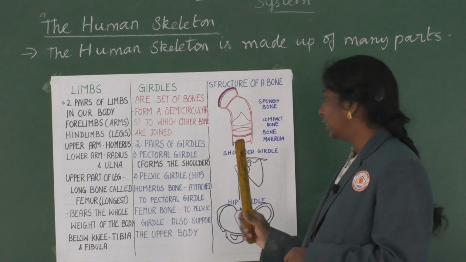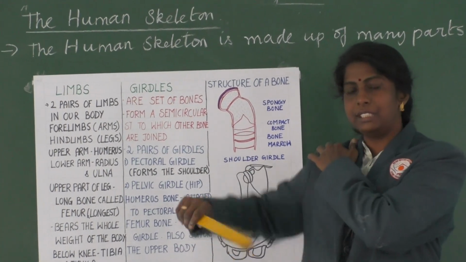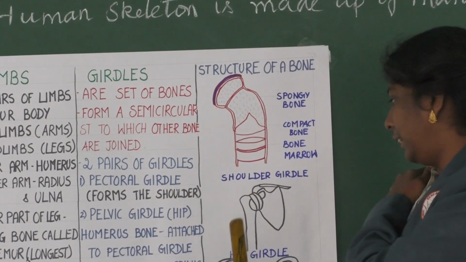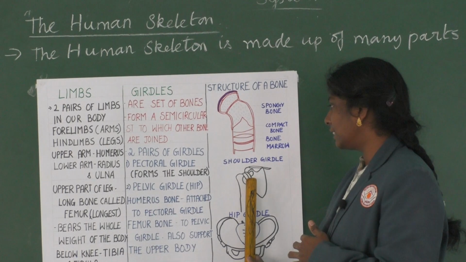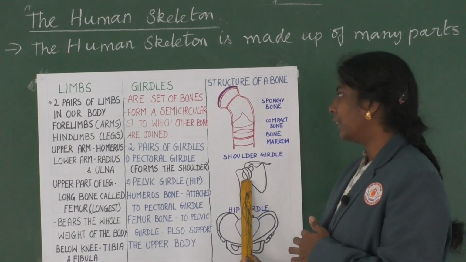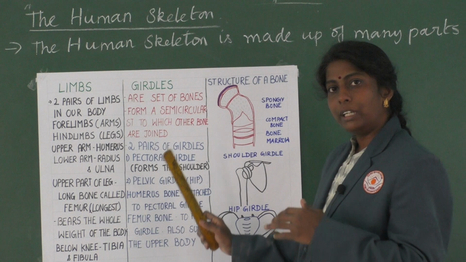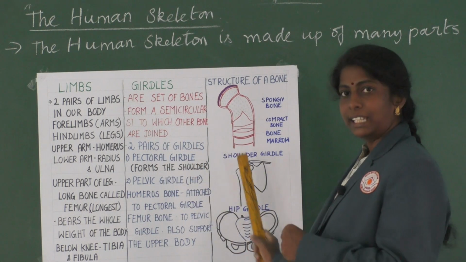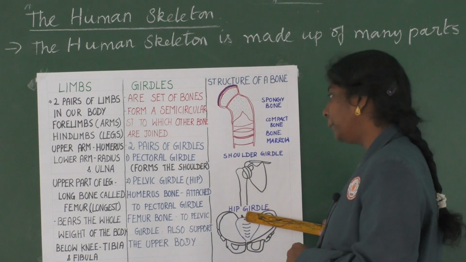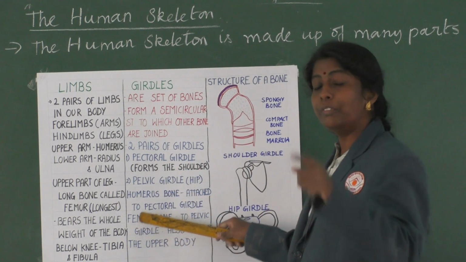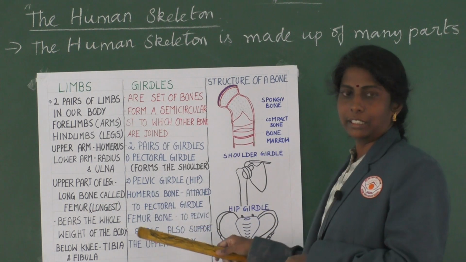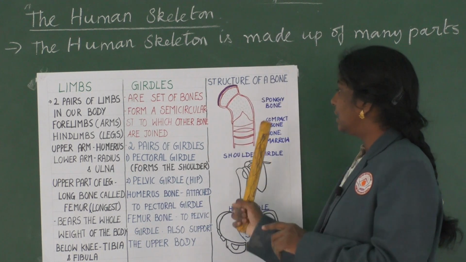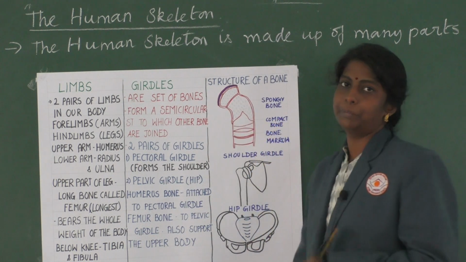And then about the shoulder girdle, here, this part. The structure of the shoulder girdle, and about the hip girdle. As I said, in the shoulder girdle, the pectoral girdle will attach with the shoulder, and about the hip girdle, the femur bone will attach with the hip girdle. So this is about the picture, structure of bone, shoulder girdle and hip girdle.